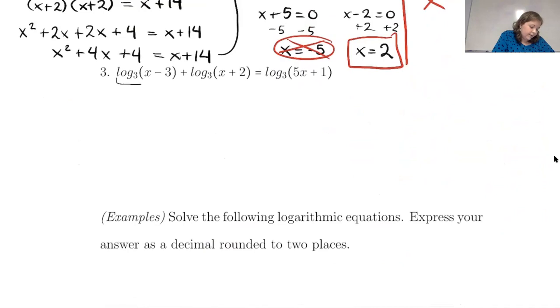So number 3, I want to take the logarithms on this side and write them as a single logarithm. So we end up in the log of something equals log of something form. And so we can contract this and write it as log base 3 of the two arguments multiplied together. So x minus 3 times x plus 2.